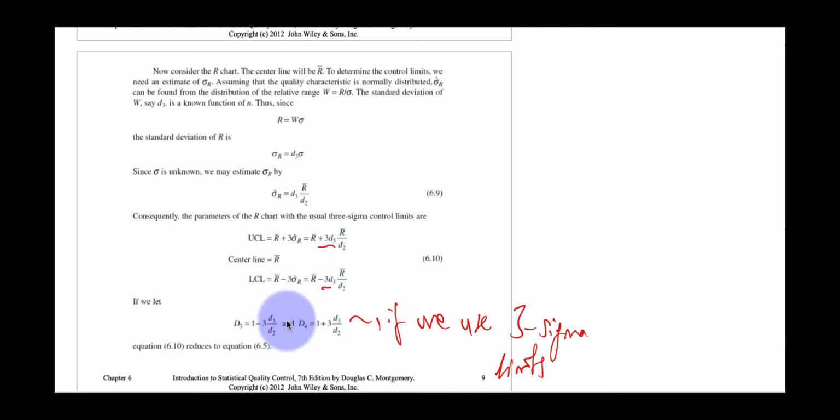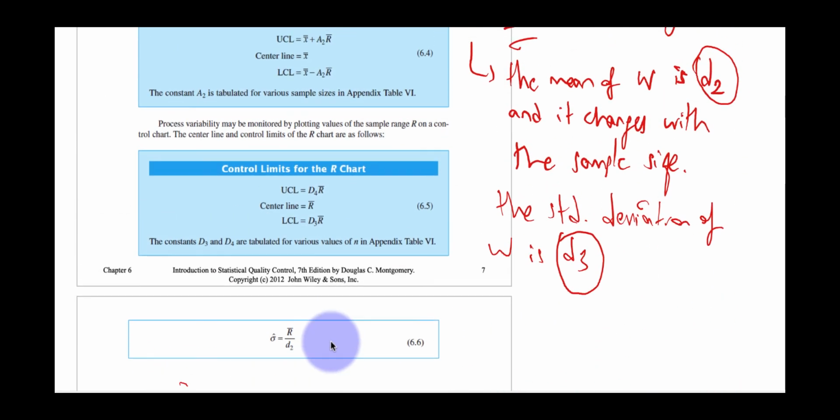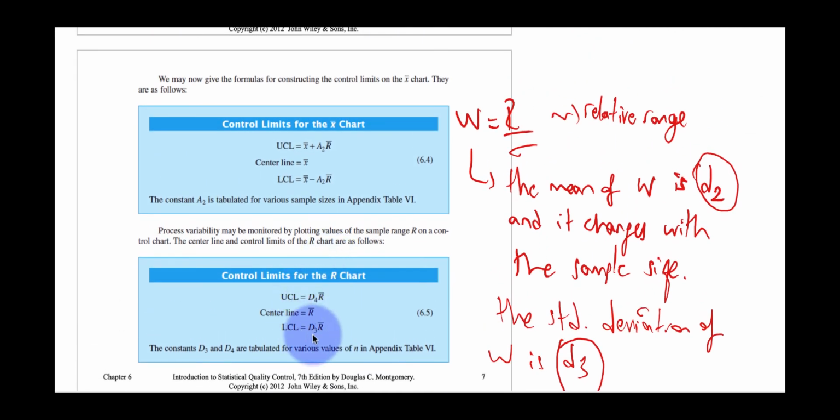And also, for these capital D3 and D4, except 3, if you are going to use different sigma levels, you don't use the capital D3 and capital D4. You use just small d3 and d2, and they just change with the sample sizes. Do not use capital ones, all right? Because they accept automatically the 3 sigma limits, okay? And this is the shorter version of the R control chart limits, all right? These values are tabulated in an appendix in the textbook.